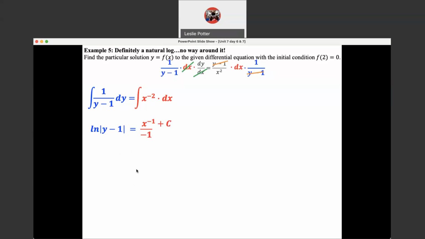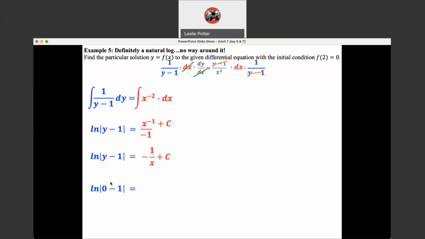Okay, so let's clean this up a little bit. I think that's what I do in this next step here. So we have natural log of the absolute value of y minus 1, and we're going to call this minus 1 over x plus c. So there's our general solution. Let's get our c. We've got to do that right away. So here's our initial condition. When x is 2, y is 0. So we're going to put 0 in for y.